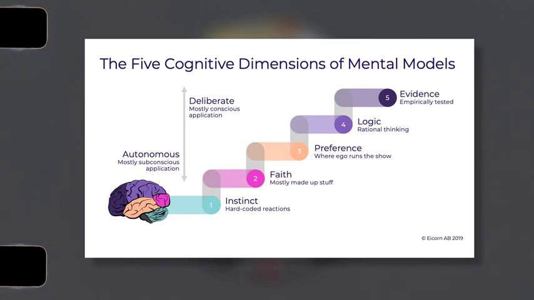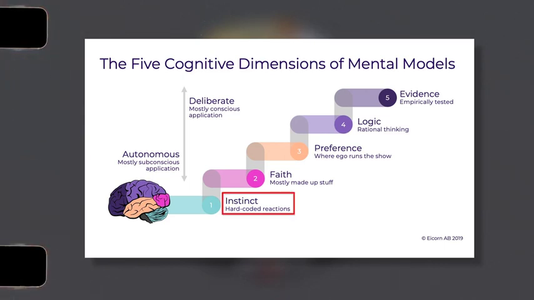Whereas if you rely on something that's completely external, such as a rule set, it actually affords you that disconnection, which allows you to become a better trader. So here you see the 5 cognitive dimensions of mental models. This is such a fantastic way of displaying all the different mental models that people use when it comes to investing. Now, down here at number 1, we have instinct.